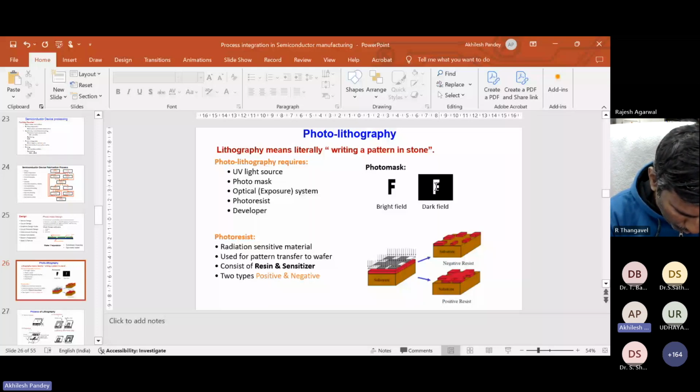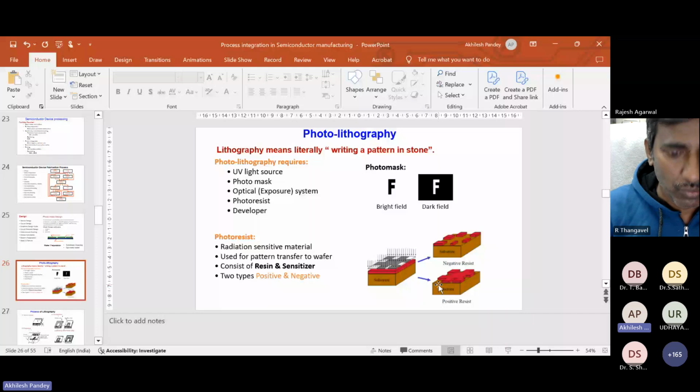Now you can see this is the exposure and this is the mask. Now you can see the negative resist: apart from this, it is resist and the others are vacant. In the positive photoresist, the vacant portions are there and these are the photoresist.